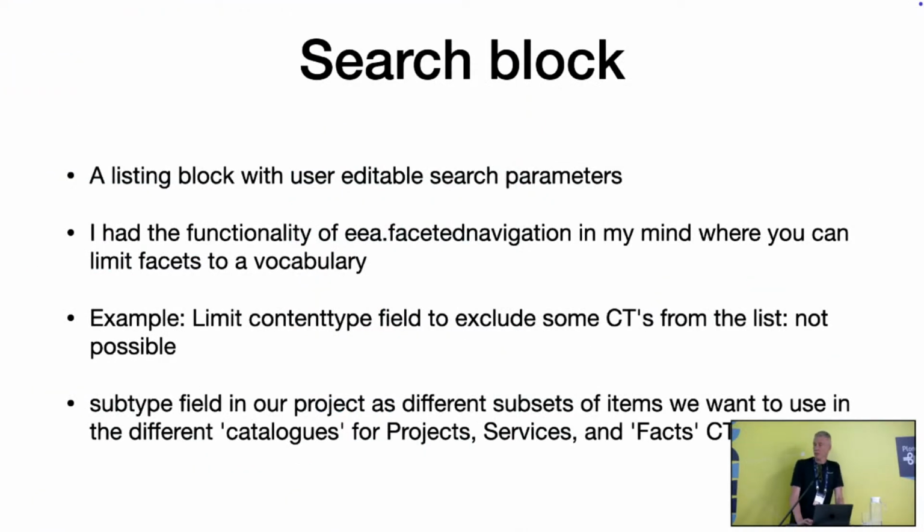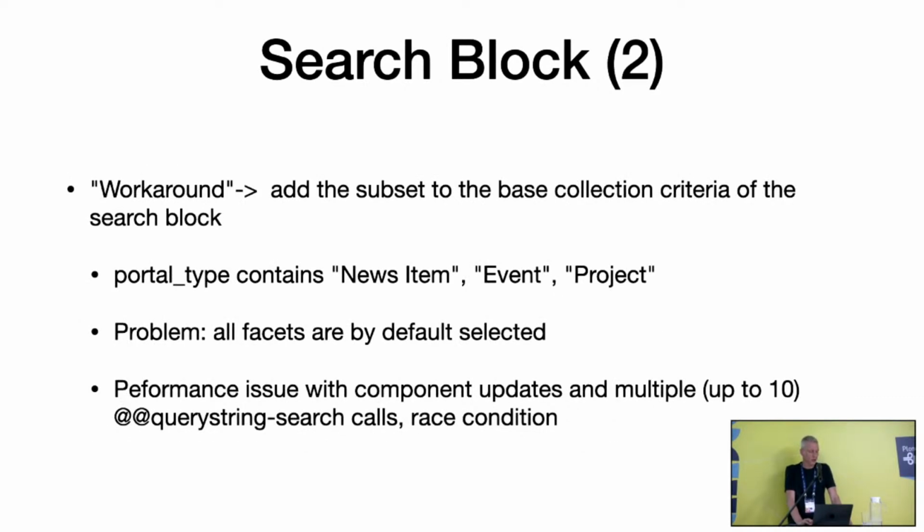The biggest problem we had was the search block, where you have a kind of listing block, but with extra options. The basic thing is, for example, in a Volto site, I want a facet on all the content types, but I only want to show a page, a news item, and the project. And this does not work out of the box. There was a workaround: you add the subsite to the base collection criteria. As we found out the hard way, and also some friends here in the community yesterday in their projects, there's a real performance issue here, and it doesn't really work.